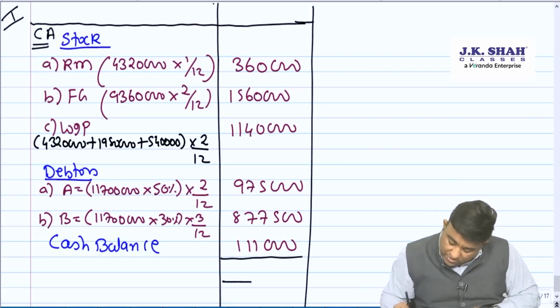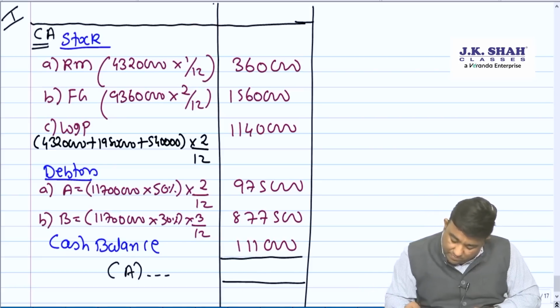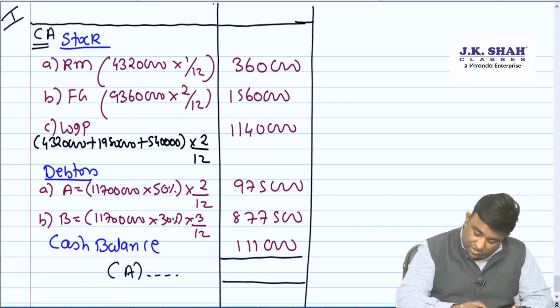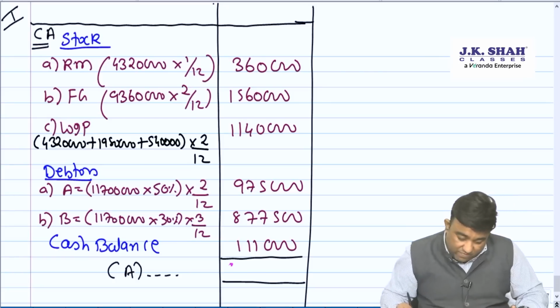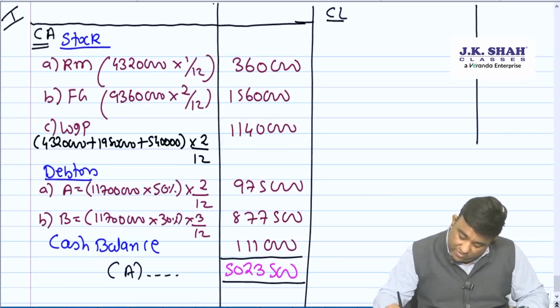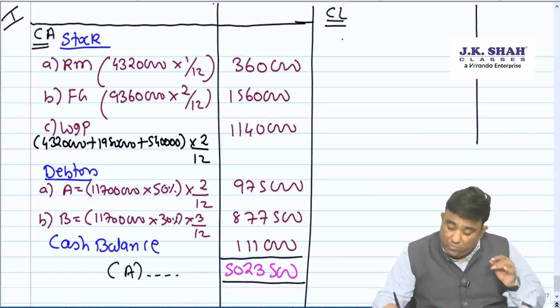I can make a total of this. This will be your A. 3 lakh 60,000 plus 15 lakh 60,000 plus 11 lakh 40,000 plus 9 lakh 75,000 plus 8 lakh 77,500 plus 1 lakh 11,000. It is going to be 50 lakh 23,500. This format continues further. Current liability will be computed, and in current liability there is only one, which is the creditors.